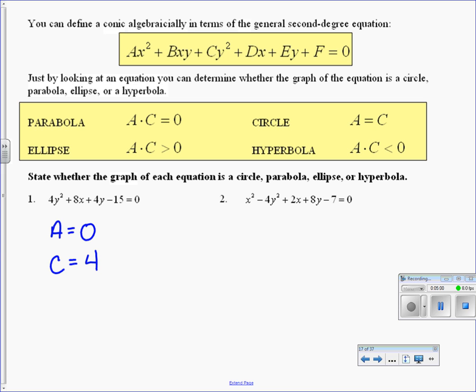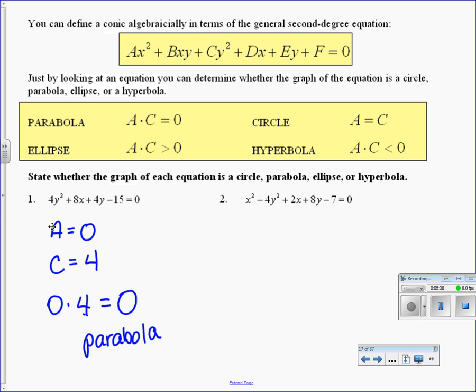They're not going to be equal to each other, so I know this is not a circle. So the next situation, since they're not equal, we're going to multiply them. So we're going to figure out what is 0 times 4. And so what will we get? Will we get 0? Will we get a positive number? Or will we get a negative number? And so hopefully you'll know 0 times 4 is 0, which basically tells me since it's equal to 0, I have a parabola. Because my A value is 0, my C value is 4, therefore again it equals 0, so it's a parabola.